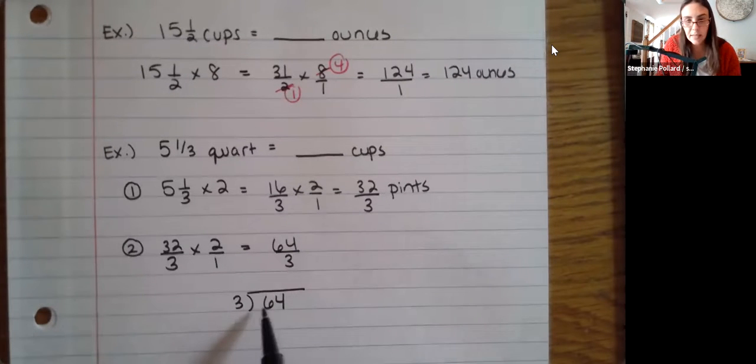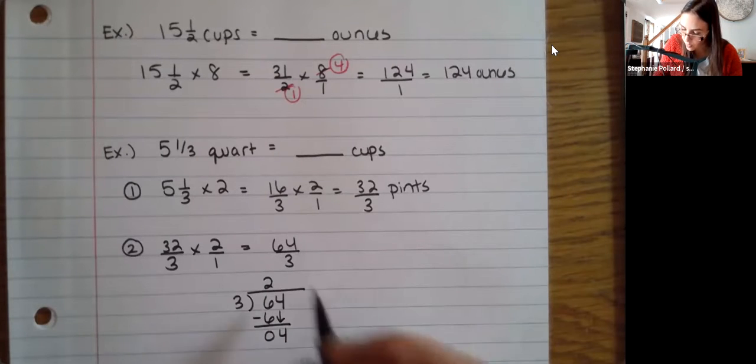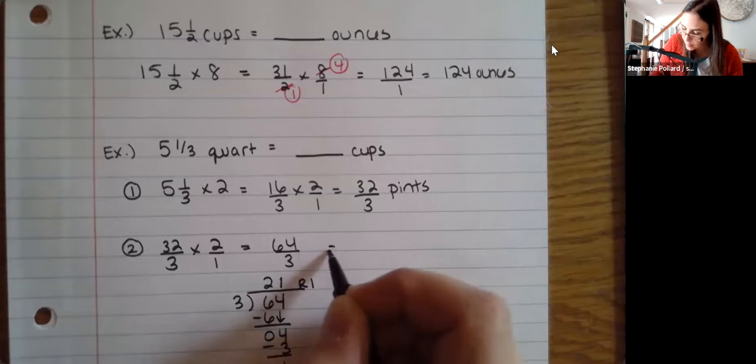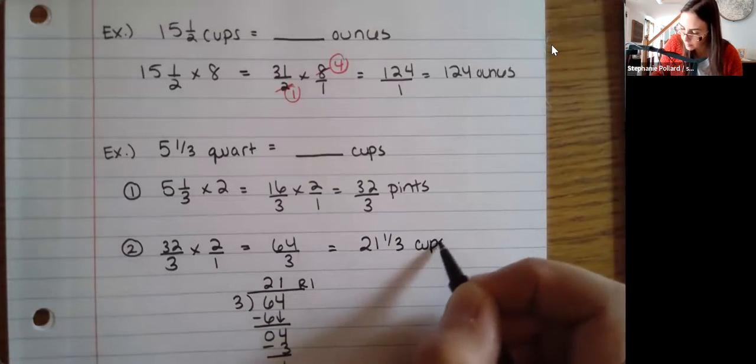So 3 goes into 6 2 times, which is 6. Bring down the 4. 3 goes into 4 1 time. And then I have a remainder of 1. So this is the same thing as 21 1/3, and we were looking at cups here.